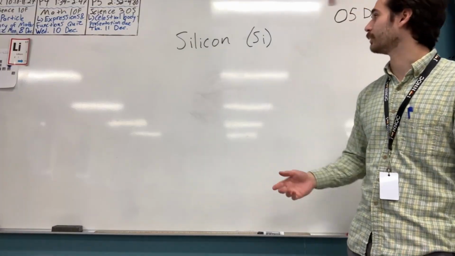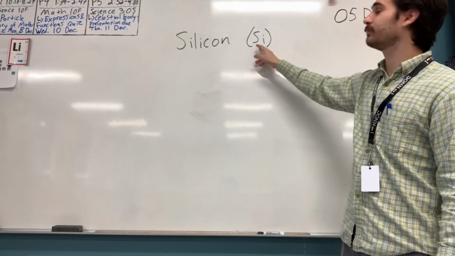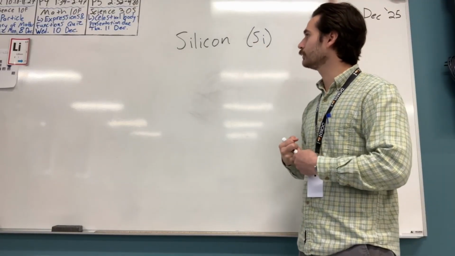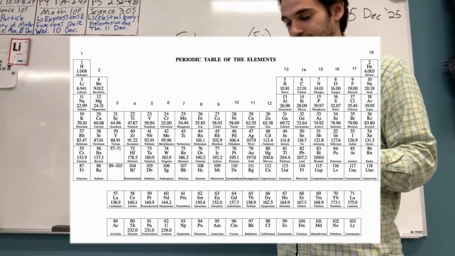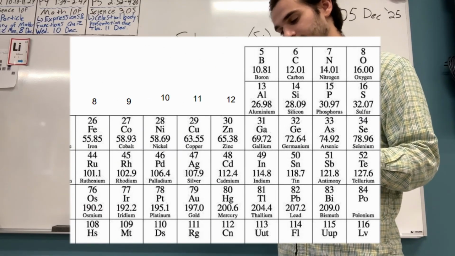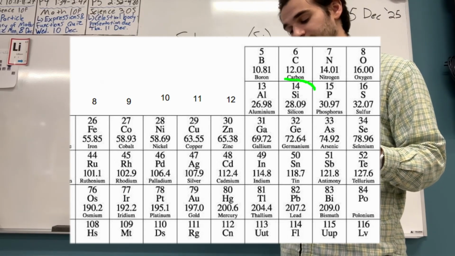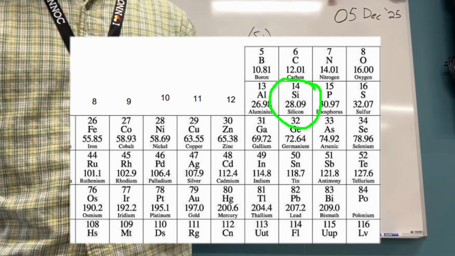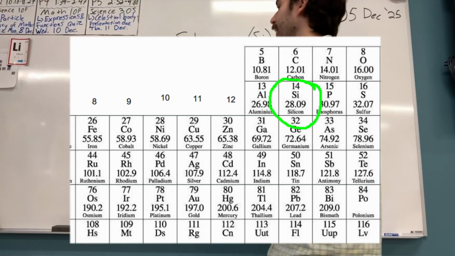Now let's do another example. Silicon, which has the symbol Si. Not S, S is sulfur. So if we look at our periodic table, silicon is right near the middle of the right side. It's got atomic number 14, and it's got mass 28.09, and that's going to be in the unit AMU, remember, atomic mass unit.